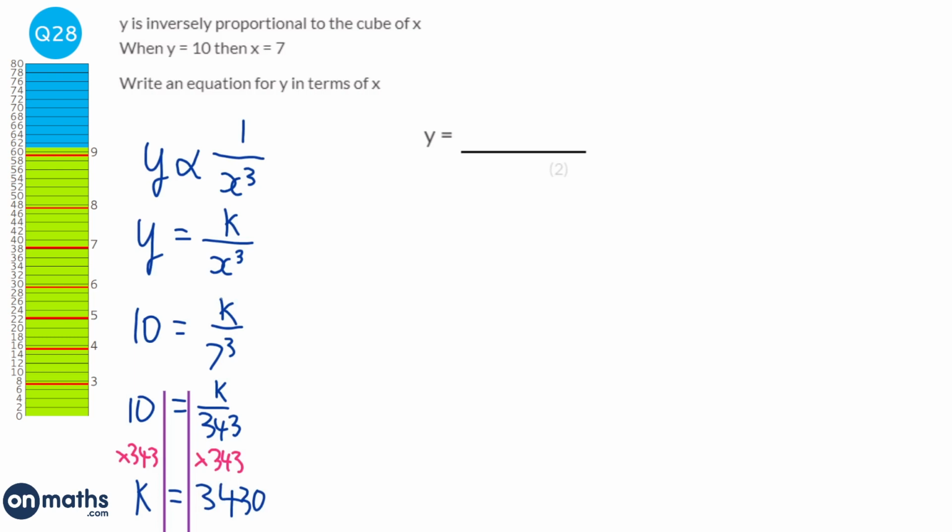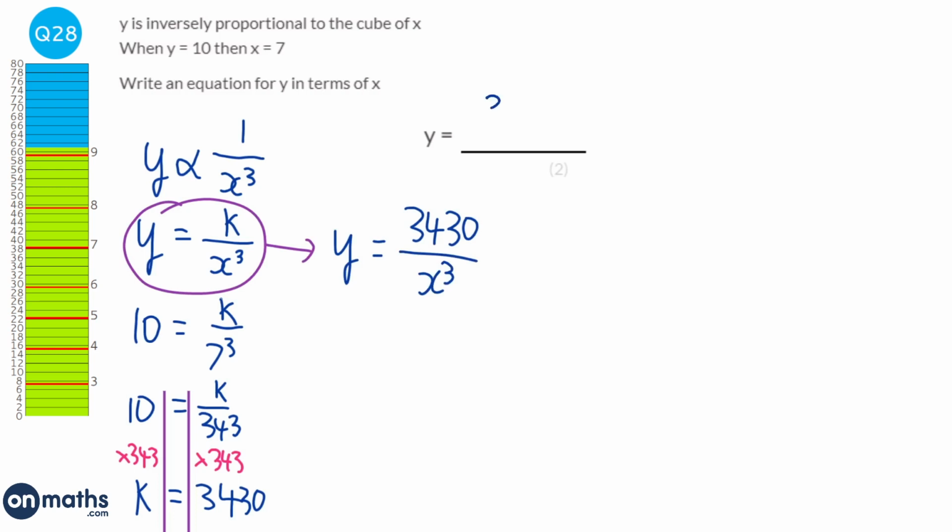3,430. So what I'm going to do is just rewrite this equation here, but we know what k is now. So it's y equals 3,430 over x cubed, and that actually is our answer.